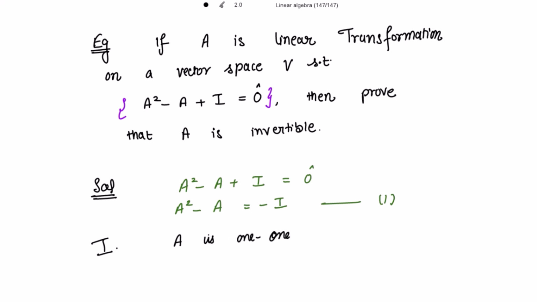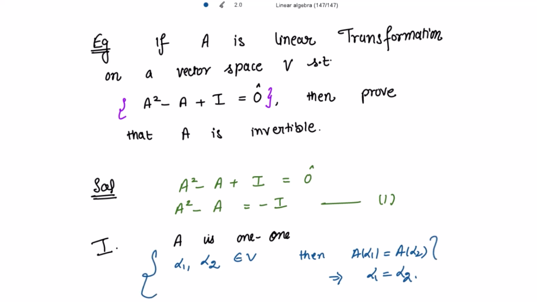What is the condition for A to be 1-1? We have to show that if I take any two elements, let's say alpha 1 and alpha 2 from V, then A alpha 1 equal to A alpha 2 implies alpha 1 equal to alpha 2. This is the condition for 1-1. So we have to take two elements from the vector space, and by using this we show that alpha 1 is equal to alpha 2.